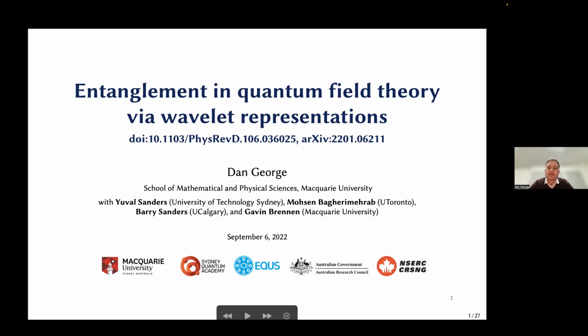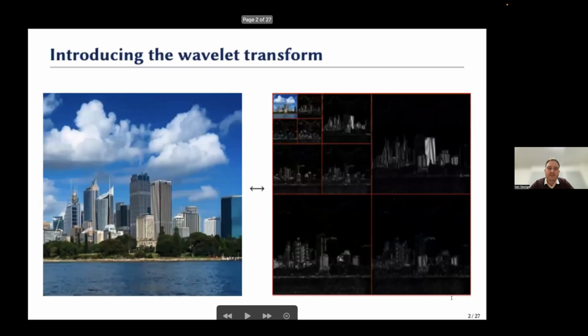We were looking at a number of features of quantum field theory using a wavelet basis. So what is a wavelet basis or a wavelet transform? It's a technique taken from the signal processing literature. It allows you to break up a signal to look at features at different scales, fundamentally. So this here is an image of Sydney that I've processed using a two-dimensional wavelet transform. You can see the very coarse-grained features in the top left of the right side here. I don't know if you can see my mouse.